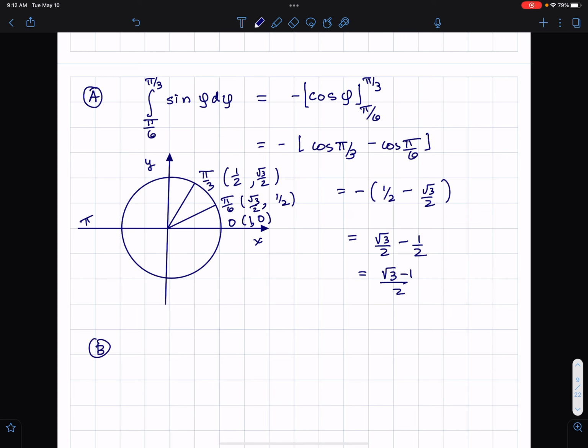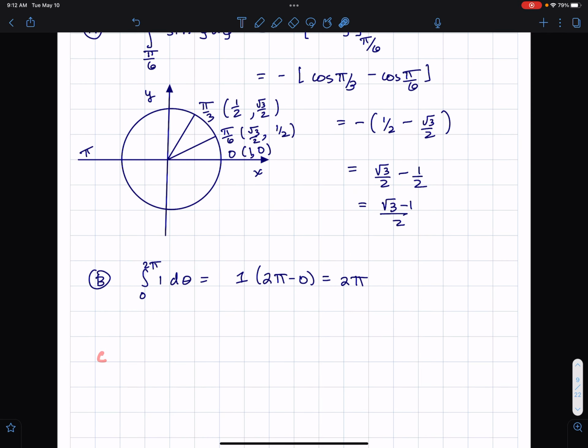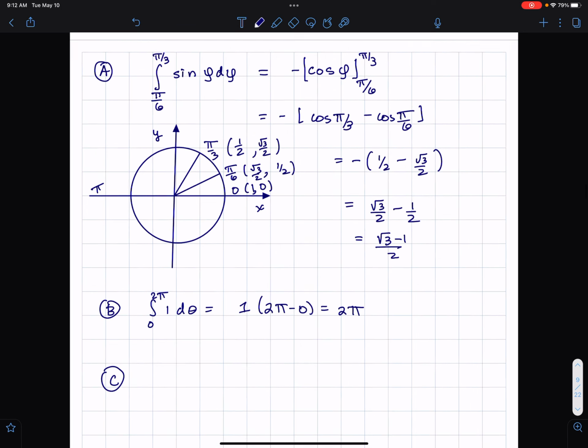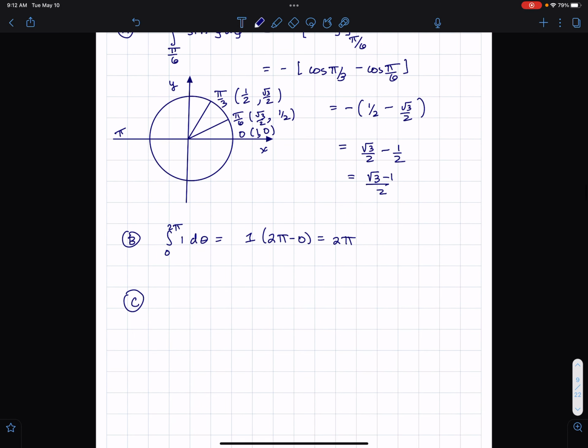Okay, then B, I have the integral of 1, 0 to 2 pi d theta, and that's just 1 times 2 pi minus 0. If you integrate a constant, you take that constant and multiply by the length of the interval. And then C, I think the hardest part was sketching the graph, right? C, we're going to go from 0 to a rho squared d rho. So this is going to be rho to the third power over 3 from 0 to a. So this is a to the third over 3 minus 0 to the third over 3. So finally, our answer is multiplying A, B, and C.